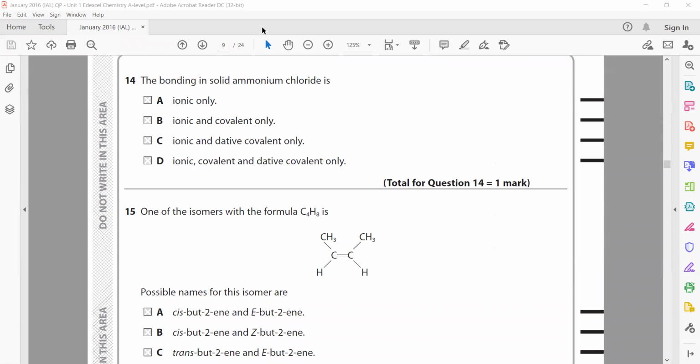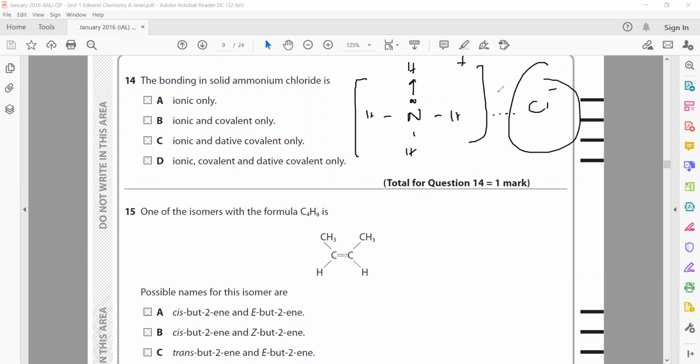The bonding in solid ammonium chloride. So ammonium chloride, when we draw the structure, there's a covalent bond between nitrogen and hydrogen. Then there's a dative bond, and this charged ammonium ion attracts the chloride ion. So there's an ionic bond as well. So it has all types of bonds: covalent, dative, and ionic.